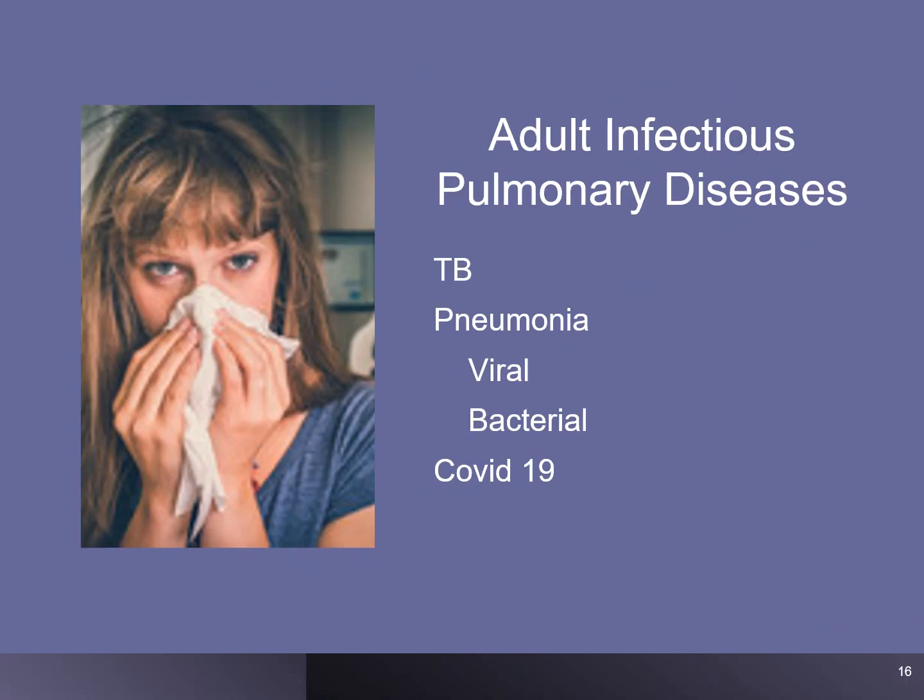Now let's shift our focus to adult infectious pulmonary diseases. Again, we have a short list here, including tuberculosis, looking at both viral and bacterial pneumonia. We'll talk a little bit about gram staining bacteria in the process, and then we'll take a look at COVID-19. This is not a presentation strictly on COVID-19, but we'd be remiss if we didn't include it in view of the main theme of the presentation.